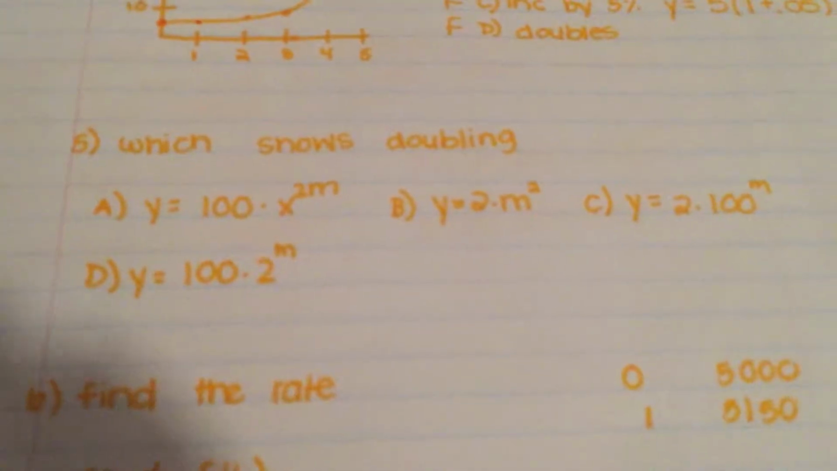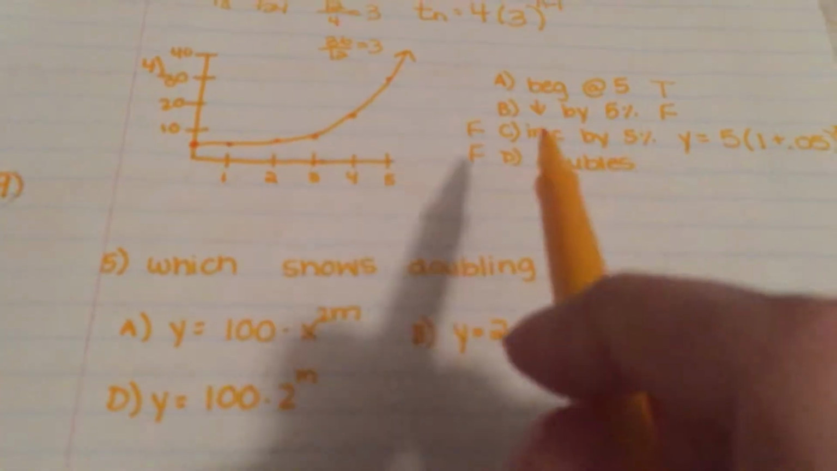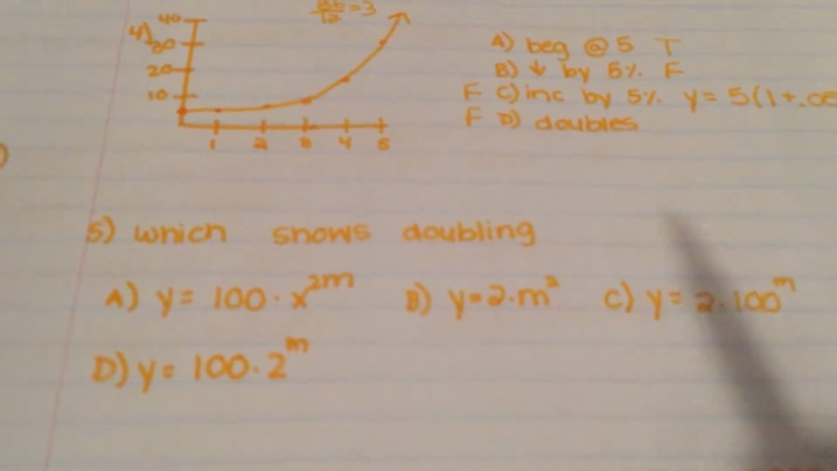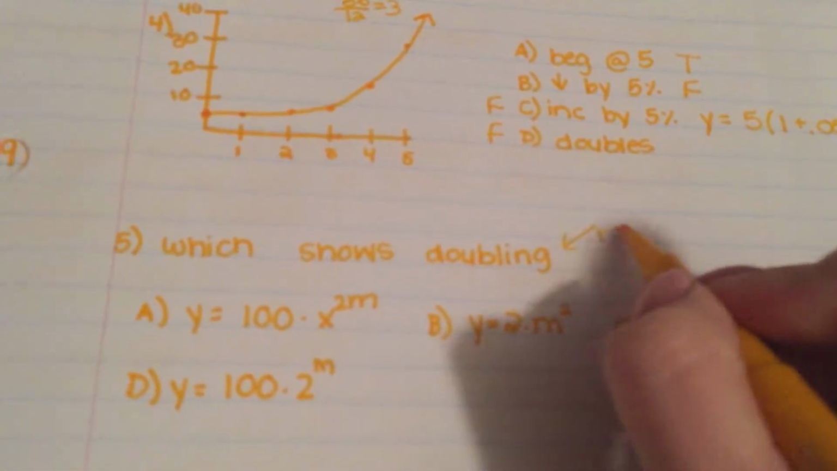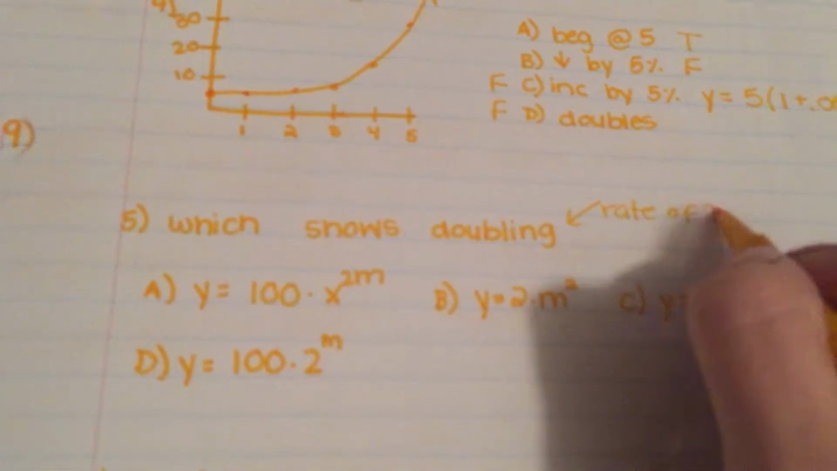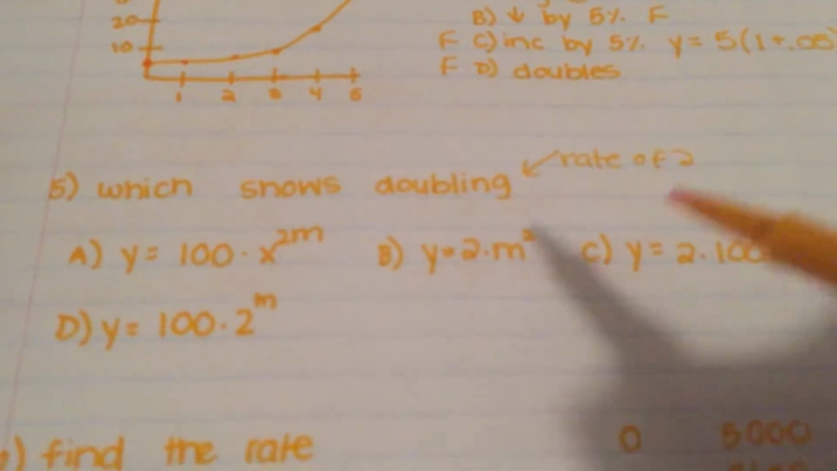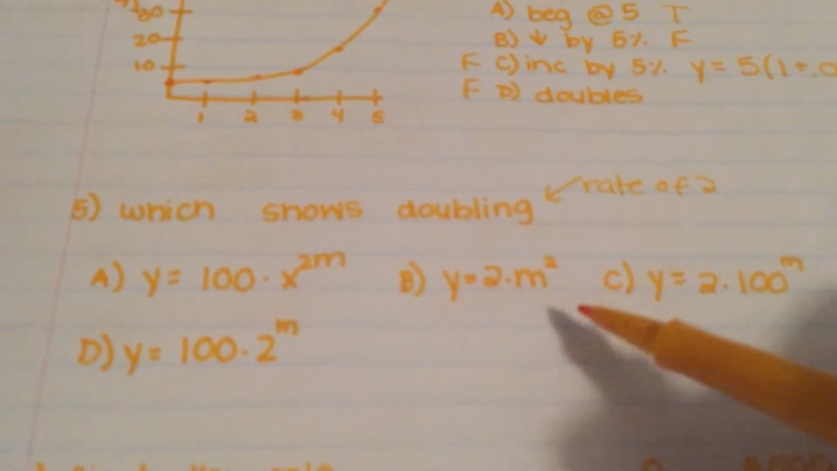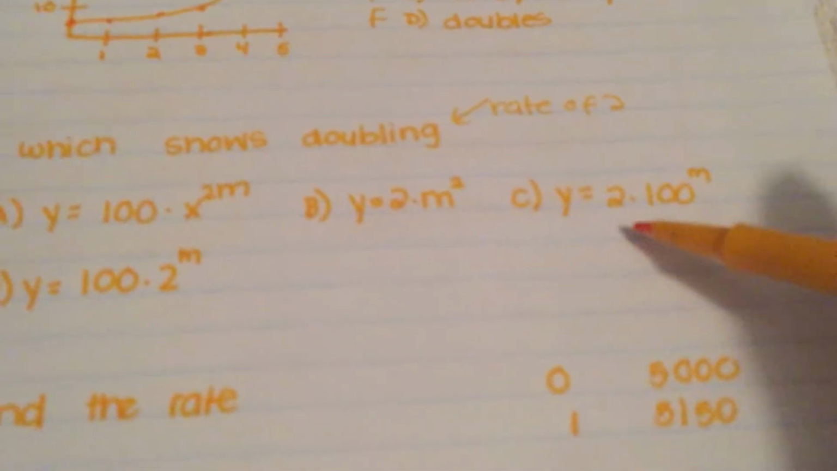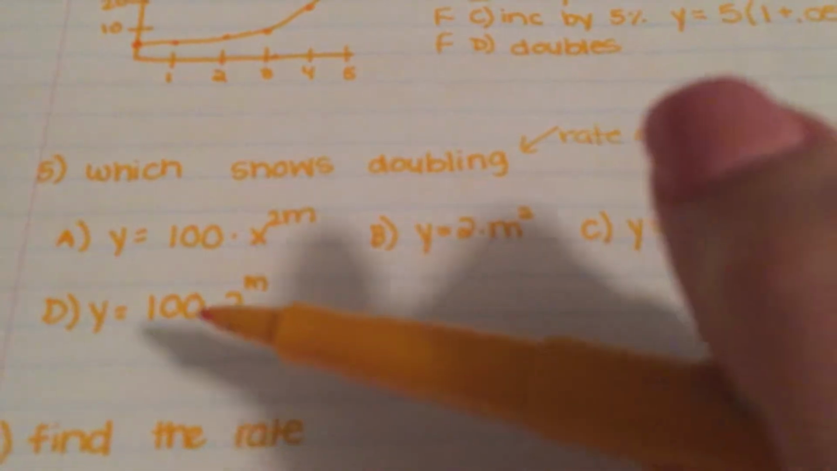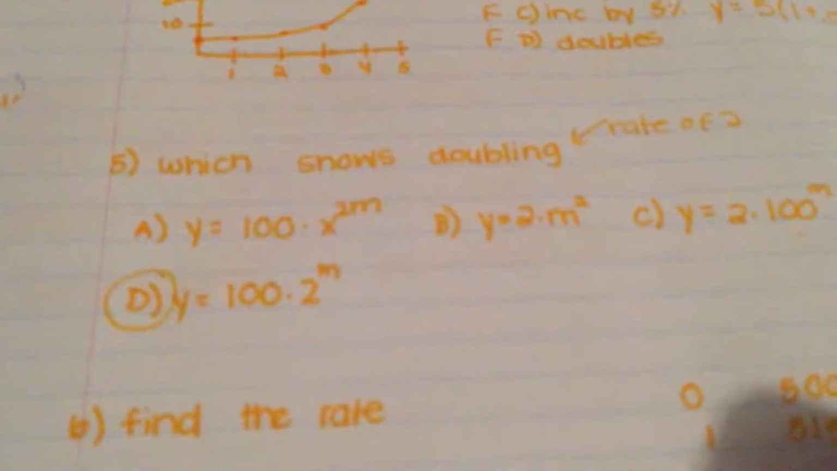Number 5. Which one shows doubling? So looking at these, we have to see, like all these others, first comes the start times the rate to the x. So for doubling, this is a rate of 2. So which one has it starting at something times 2? Not that one. Starting at something, that's not times 2. I mean, that starts at 2. Starts at 2 times 100. Nope. Here, starts at 100 times 2 to the m. So D is your answer.